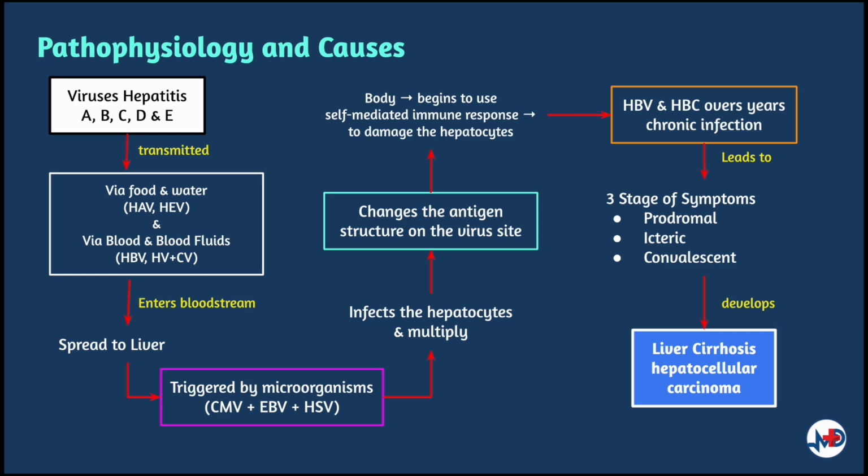So now let's look at the pathophysiology of the disease. The viruses enter the bloodstream and spread to the liver. They infect the hepatocytes and they multiply. They then change the antigen structure on the virus site. The body begins to use a self-mediated immune response attempting to damage the hepatocytes.